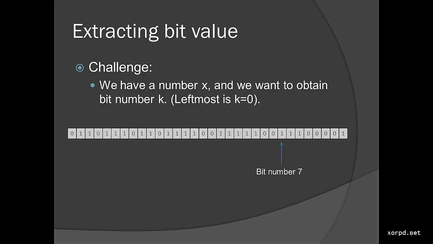Let's begin with extracting bit value. We have this challenge. We have a number x and we want to obtain bit number k from x. I remind you that the rightmost bit is 0. So if we count beginning from the right hand side, this is bit number 0, 1, 2, 3, 4, 5, 6, 7 for example. Maybe we just want to get bit number 7. We don't care about the other bits.